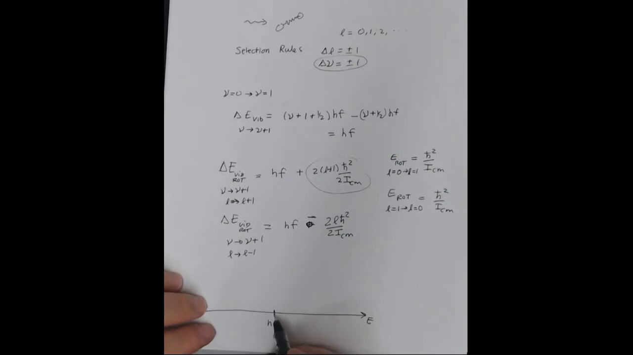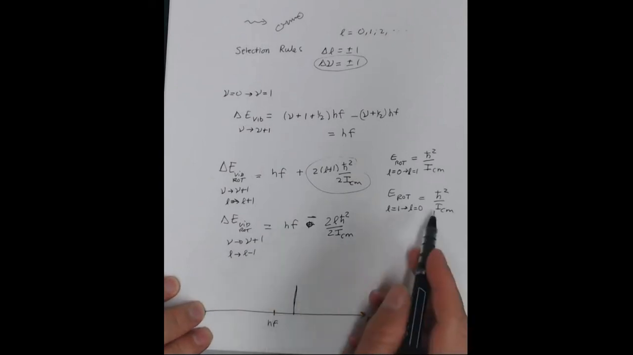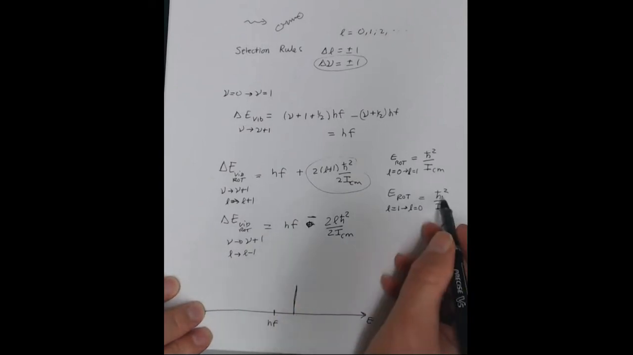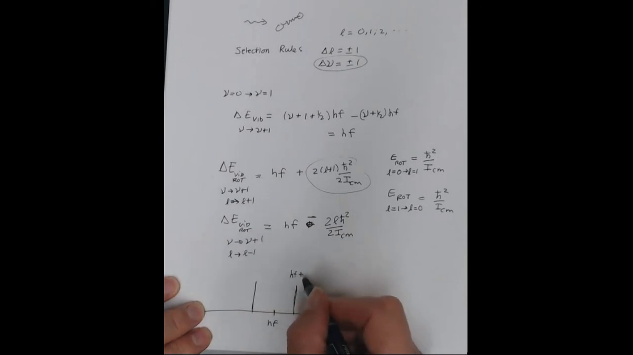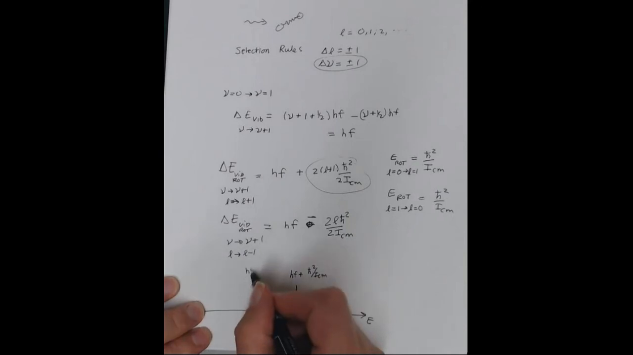So our change in energy is hf plus ħ²/I_cm. At that energy, we're going to see the energy of a photon can get absorbed, either hf minus ħ²/I_cm. So that would be this one. This is hf plus ħ²/I_cm, and this one is hf minus ħ²/I_cm.